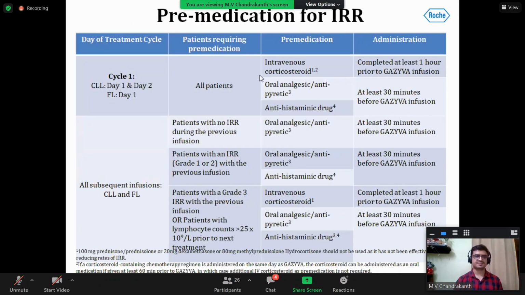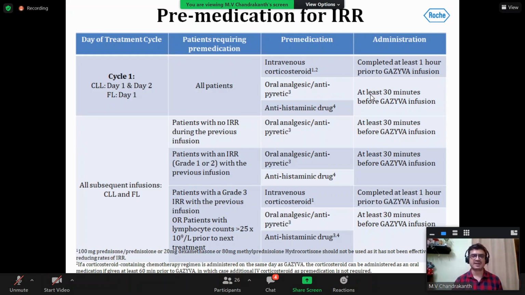And then, what are the pre-medications we use? For CLL day 1 and day 2, you can see intravenous corticosteroid, and then oral analgesic and antipyretics and antihistaminic drugs. All these three are indicated in CLL patients. At least 30 minutes before Gazyva infusion, we must use antihistaminics, analgesics, and antipyretics. And we must use intravenous corticosteroids 1 hour before Gazyva infusion.